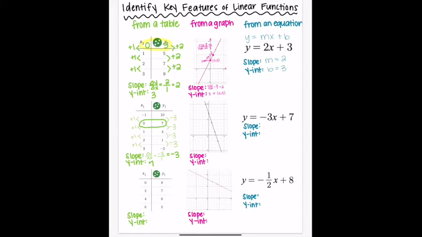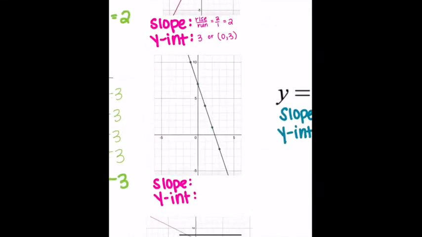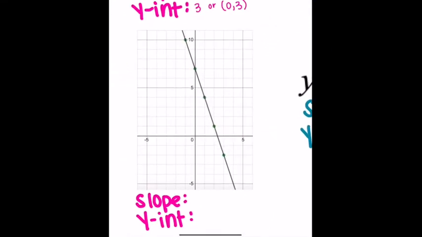Now let's look at the graph of this function. I'm going to zoom in so we can see better. All right, we want to know the slope. So first we need the rise over the run. So that's up or down how many? And left or right how many? Well, we need two perfect points. So I'm going to pick the y-intercept as a perfect point.